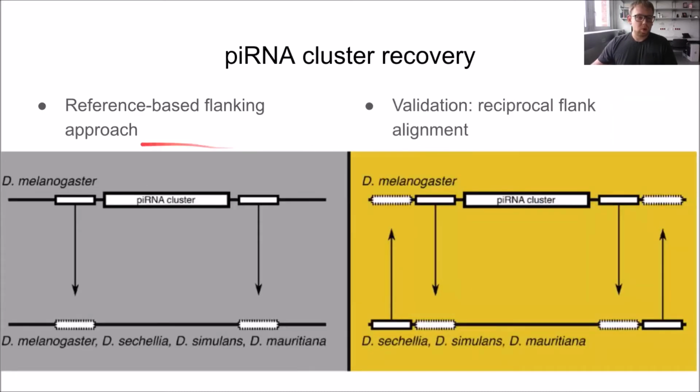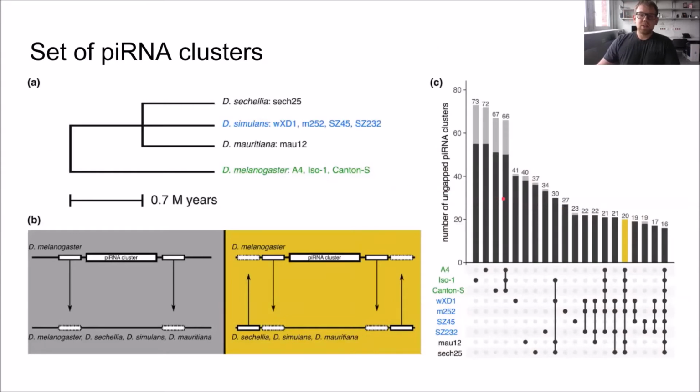So we used our Cusco approach, that is here in gray, where we used our flanking sequences from Cusco to find also the clusters in other lines of melanogaster, but also lines of other species. And then in the next step, to validate the orthology, so we are sure that we are comparing the orthologous regions, we designed further flanks in the target species and aligned them back to our reference species. Like this, we could make sure that it's really the orthologous sequence. And you can see here an overview of the set of clusters that we could use.